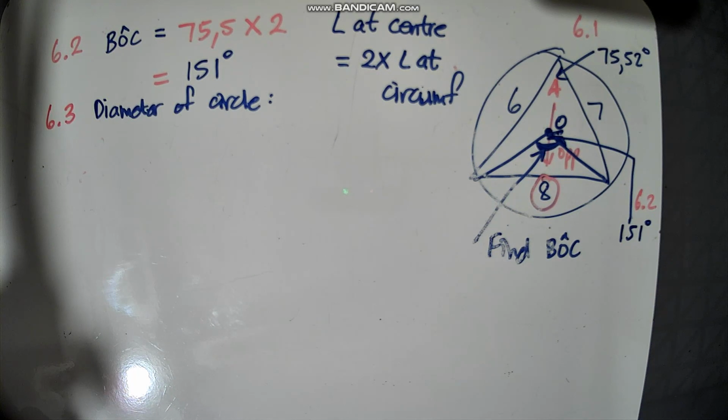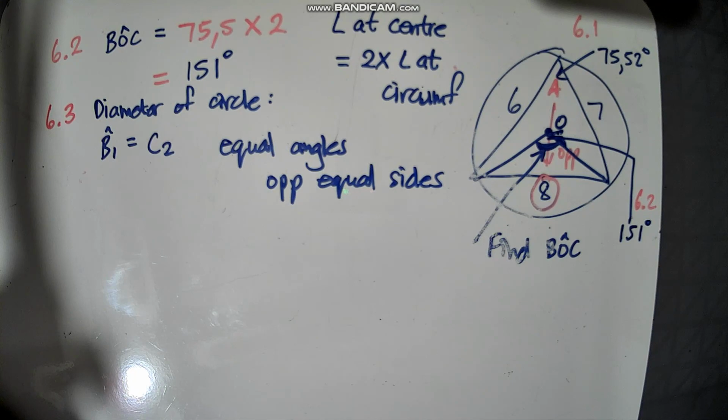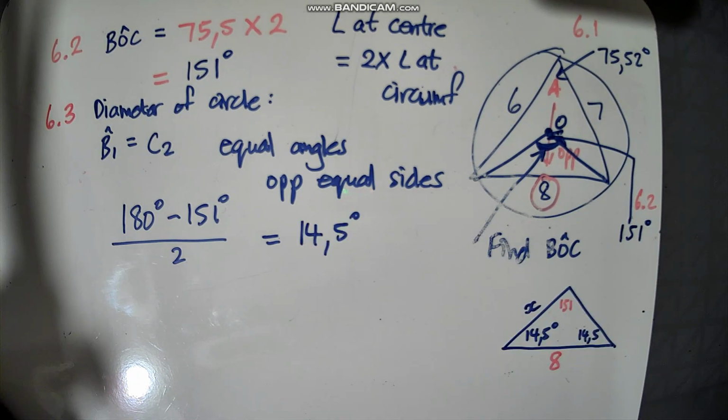6.3, the question says calculate the diameter of the circle. We can definitely find angle B1 and C2, which are equal because it's equal angles opposite equal sides, because those two are radii. So using the angles of a triangle, 180 minus 151, which was the angle at the center, divided by 2, and then you'll have angle B1 and C2, which are equal. And that will give us 14,5 degrees.